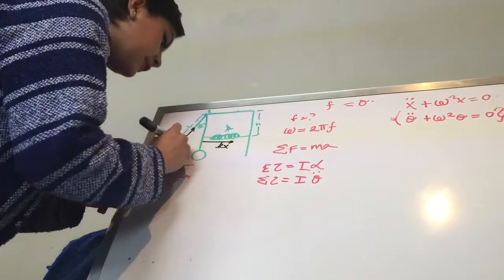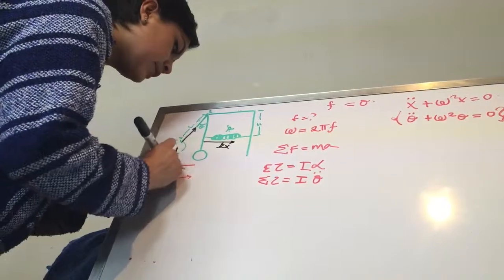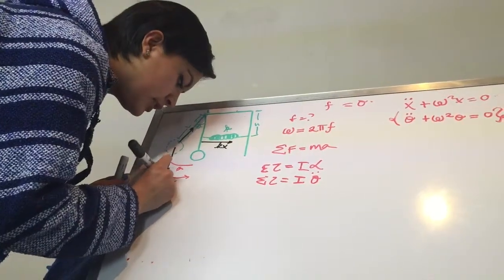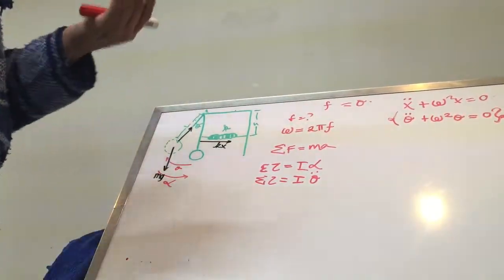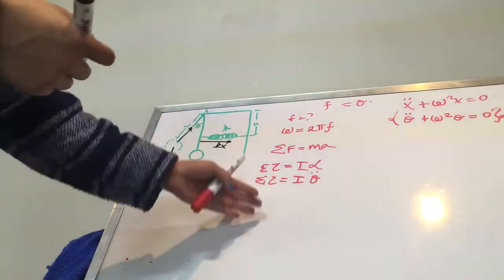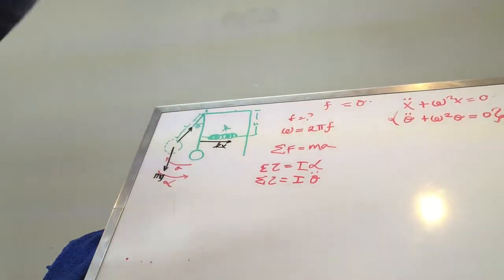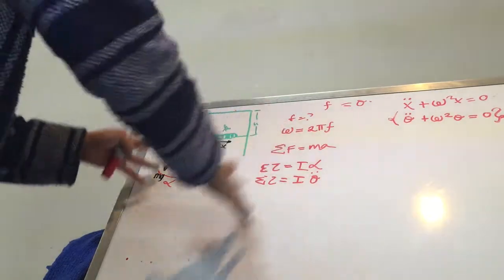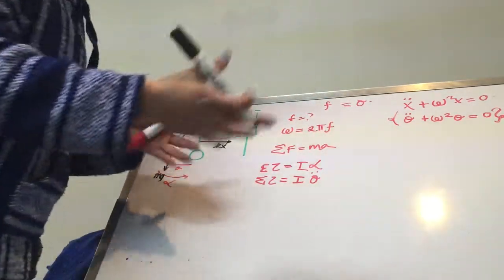Afterwards, we can observe here that the mass is also affecting our whole system, which is mass times gravity, the complete weight. But when we do the summation of forces, it's important to determine which forces are going to work for our problem and which are not, right?